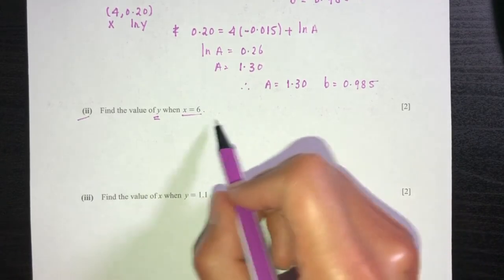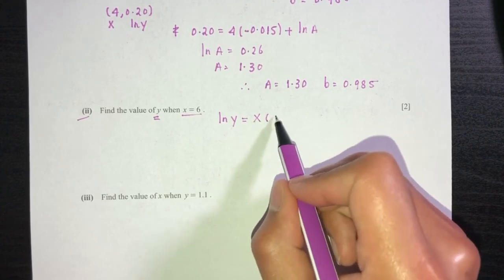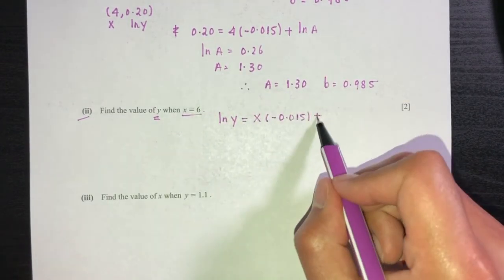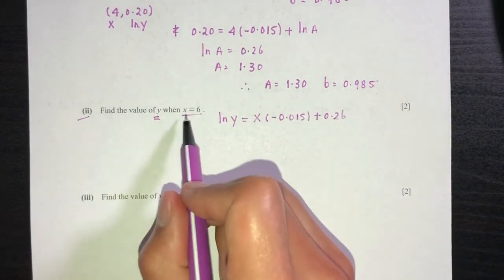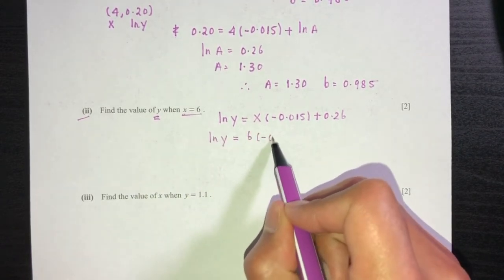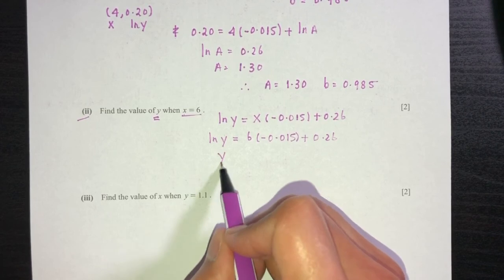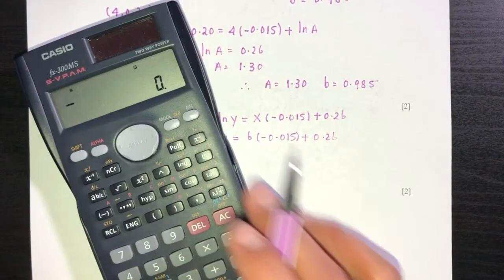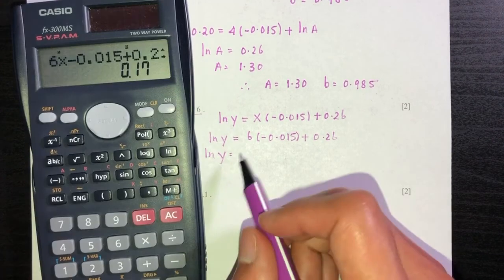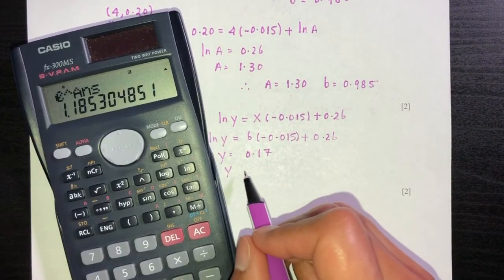So the equation will be ln y equal to x times ln b, which is minus 0.015, and the value of ln a is plus 0.26. Find the value of y when x is this. So ln y is equal to, x is 6, that will be 6 times minus 0.015 plus 0.26. So ln y is equal to what? Let's check. 6 times minus 0.015 plus 0.26, that should be 0.17. So y will be the exponential of that value. That will be 1.19.